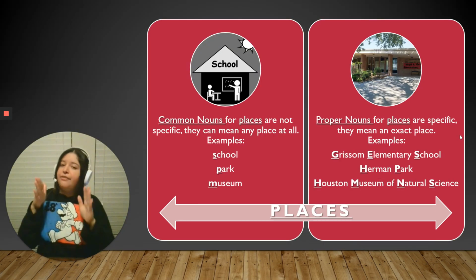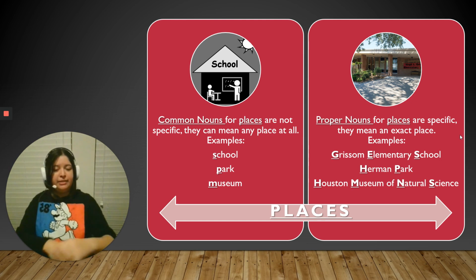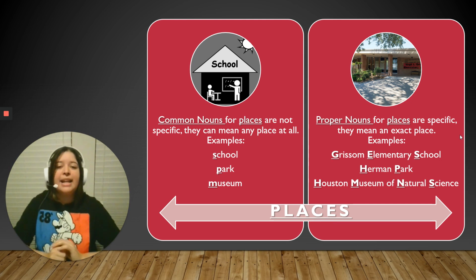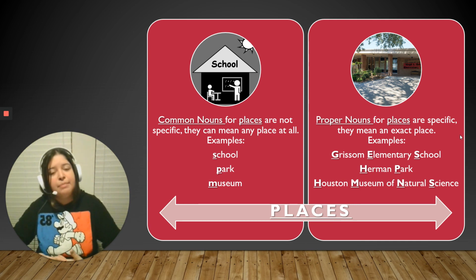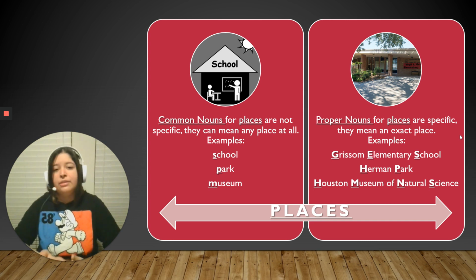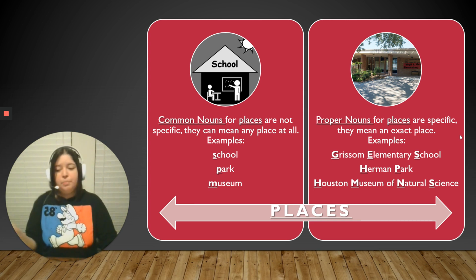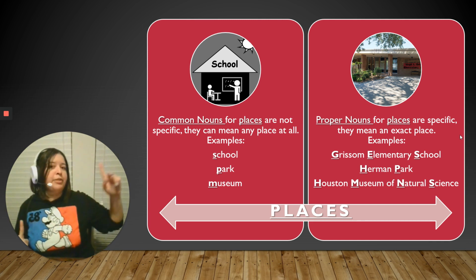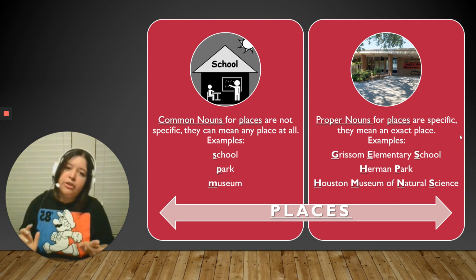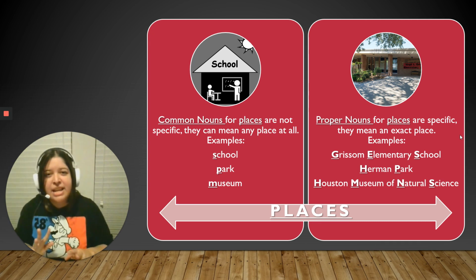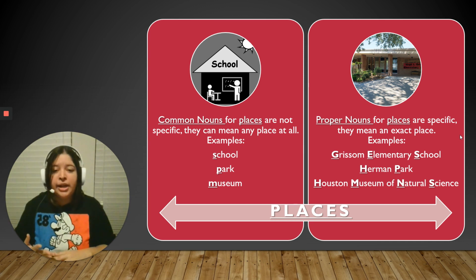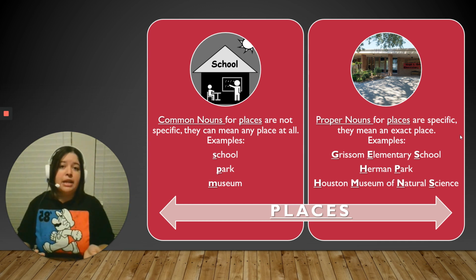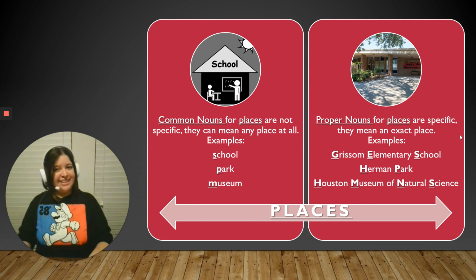Now take a look. In the first column, I have common nouns for places. And then we can see that this is talking about common nouns not being specific again, meaning that they could be talking about any place at all, like a school. It could be any school. It could be a school here in Houston, over there in Puerto Rico, in Florida, in Mexico, anywhere, right? We don't know which school. A park or a museum. It could be any. Possibilities are endless.